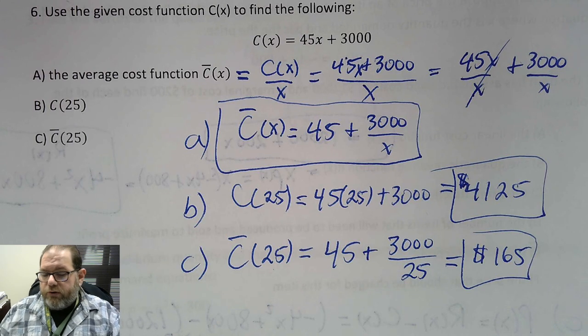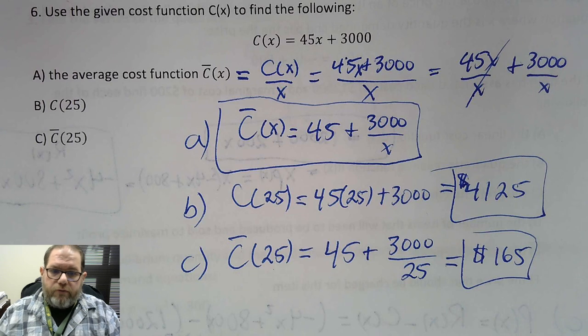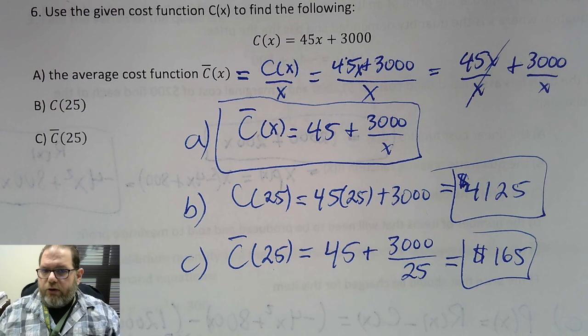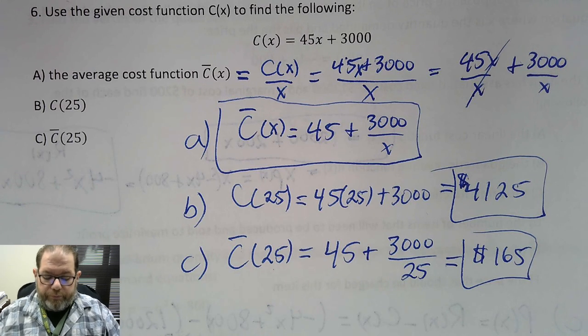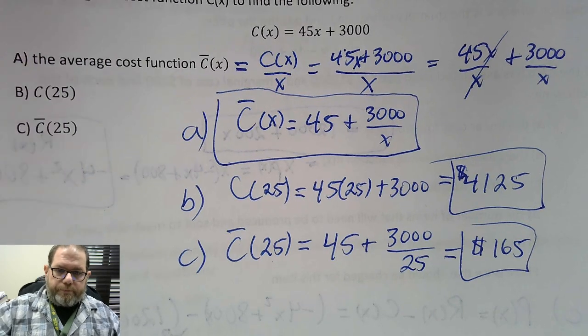And so that's what the average cost function represents: the cost per item, where instead of just the overall cost, we're breaking it down on a per item basis, which is also useful information, because then we can use that to help us with pricing or whatever else we want to do.